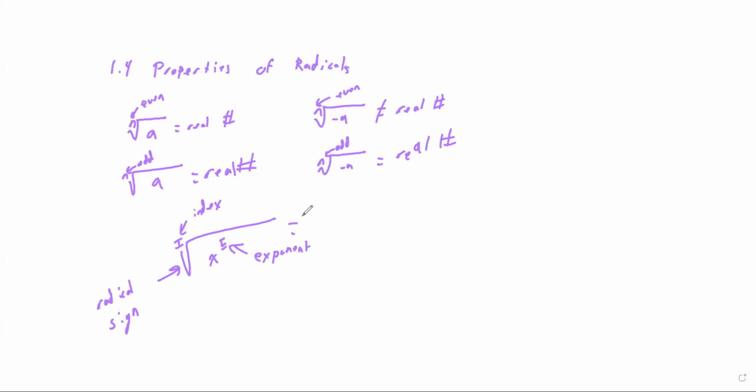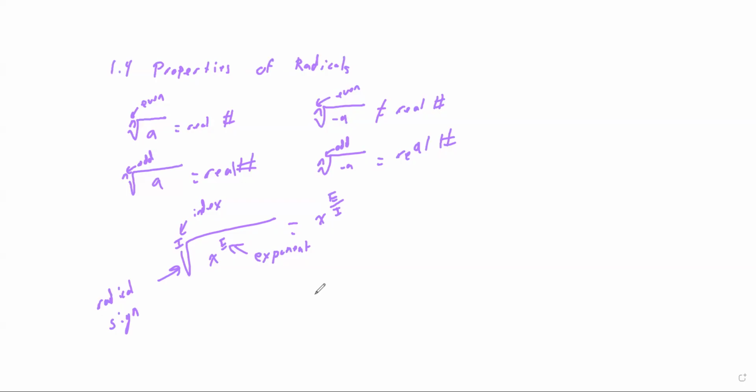But this can be written as x to the e over i. That's how I remember it, e over i. So a radical can actually be written as an exponent in fraction form. And this is kind of what I was telling you in 1.2, that this will eventually come into your lecture. So that's pretty much what a radical is, kind of broken down in general.